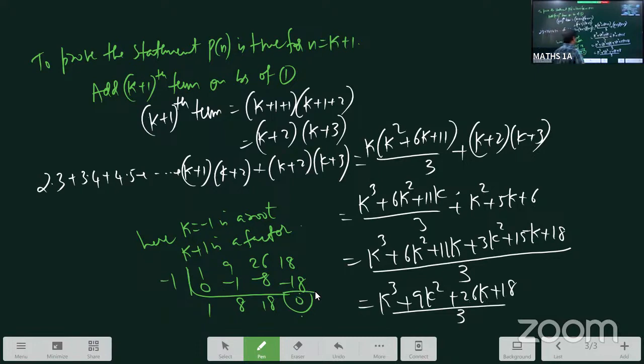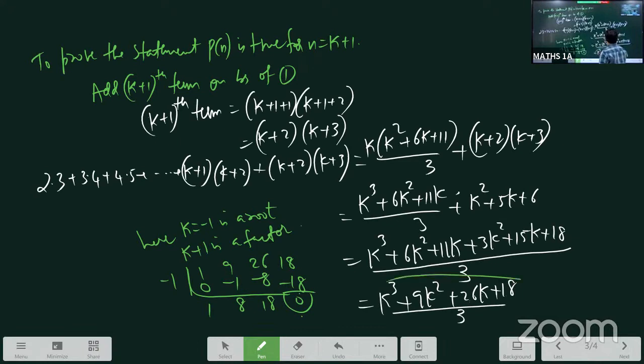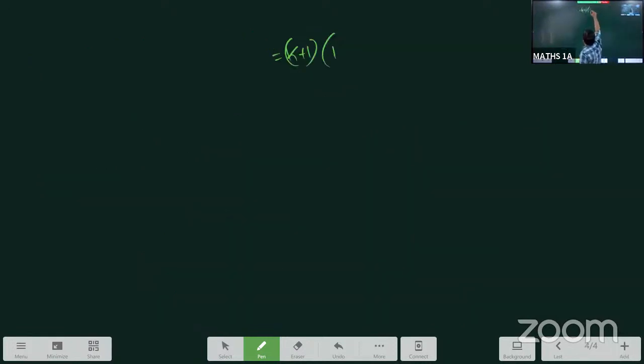Now this I am going to write as k plus 1. Here only I am continuing. k plus 1 into, right? Now this cubic equation, already I know k equal to -1 is the root. So k plus 1 into, this is your k square plus 8k plus 18. Is it clear? So k plus 1 into k square plus 8k plus 18, all divided by 3.